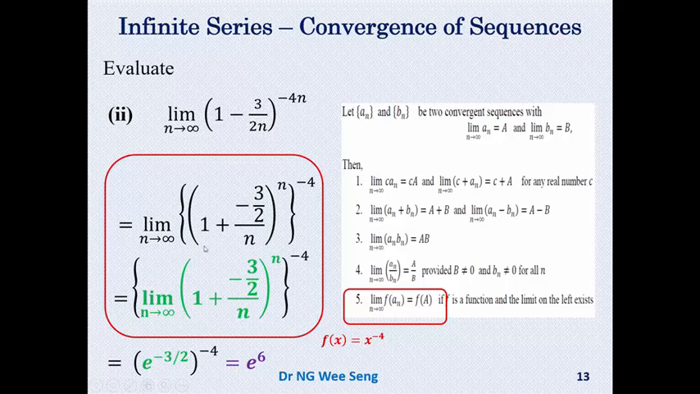Essentially, we are finding the limit of a sequence raised to the power of minus 4. And by virtue of result number 5, we can raise power minus 4 to the limit. So we are applying result number 5 with the function equal to x power minus 4. And now the one in green is nothing but e power minus 3 over 2, which is the result number 4 that we saw earlier. And then we raise it to power minus 4, resulting in the answer of e power 6. And we are done.